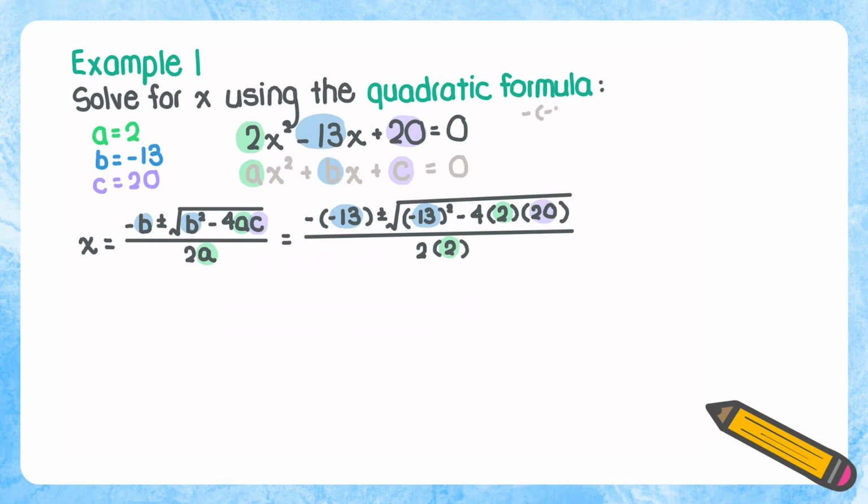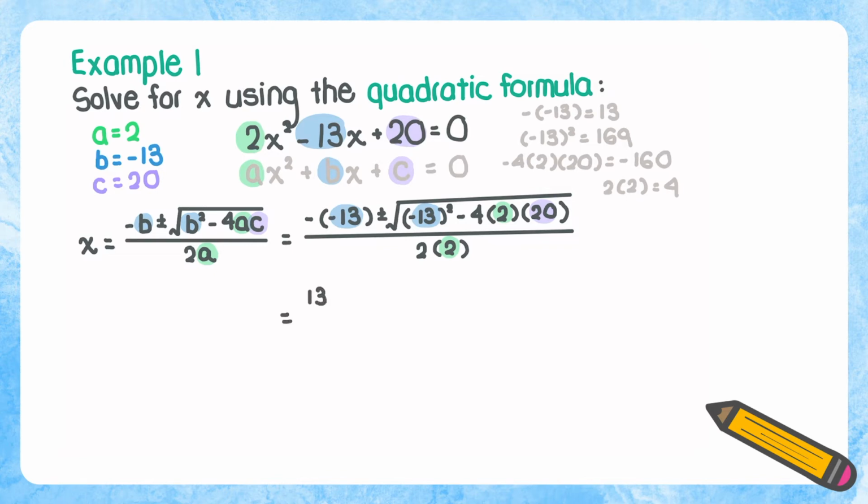So let's see. I'm just going to write it up here so that it doesn't become a mess. So negative of negative 13 is just 13. Negative 13 squared is positive 169. And then, let's see, negative 4 times 2 times 20 will be negative 160. And also 2 times 2 is 4. So I'm just breaking down and simplifying the little parts of the formula.